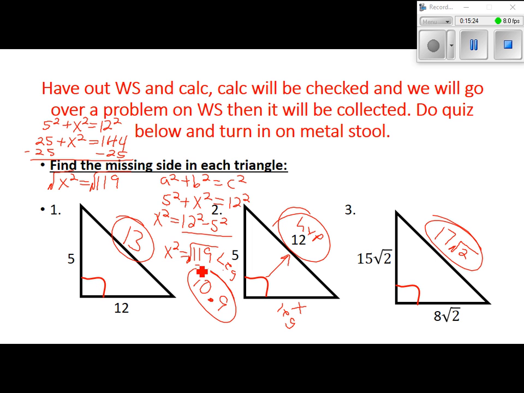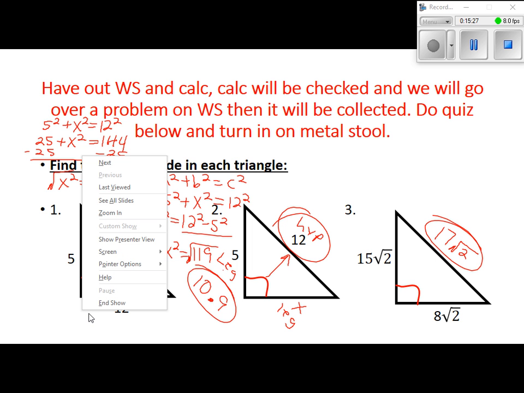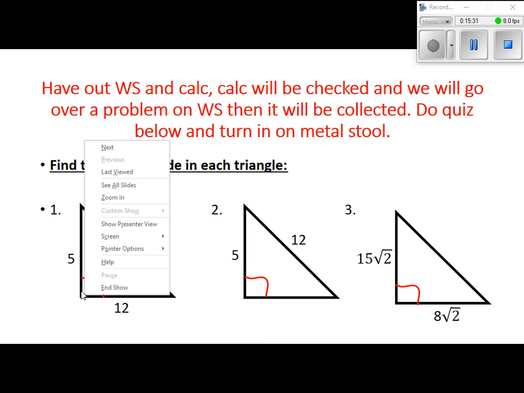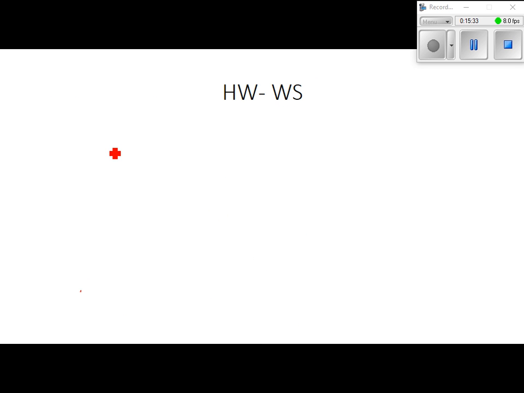Fletcher, get with me tomorrow so you can take this quiz, all right? During the intervention. Other questions on the packet before you hand it in? 28.